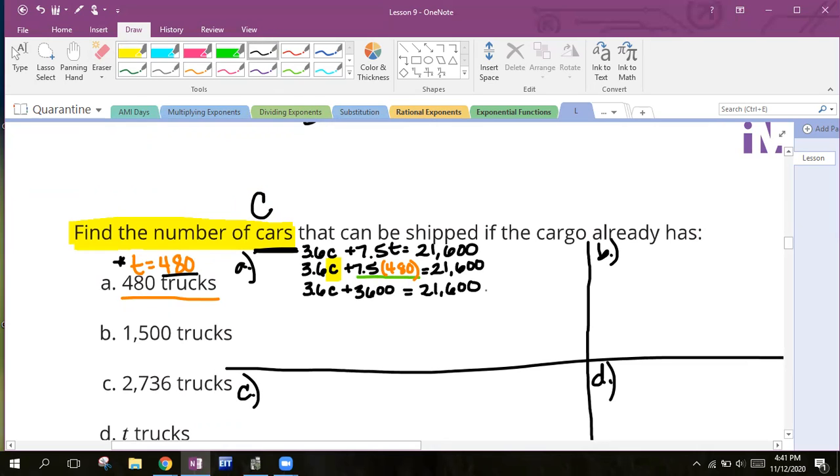Okay, so now what I'm trying to do is get that C by itself. When I do that, I start with my term that's farthest away. How am I going to get rid of a plus 3,600? I'm going to subtract 3,600. If I do it to one side, I have to do it to the other side.